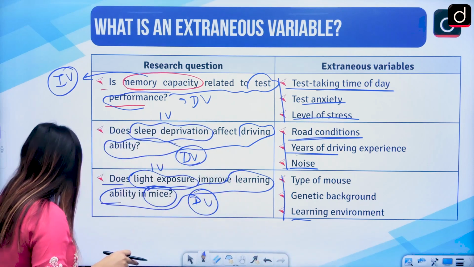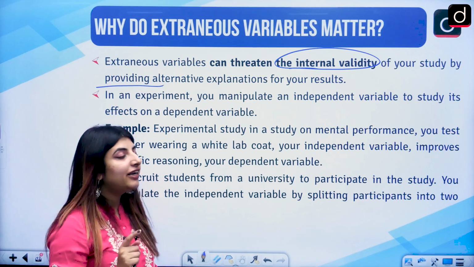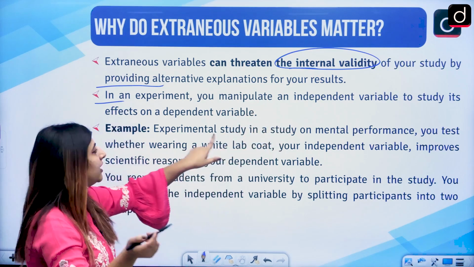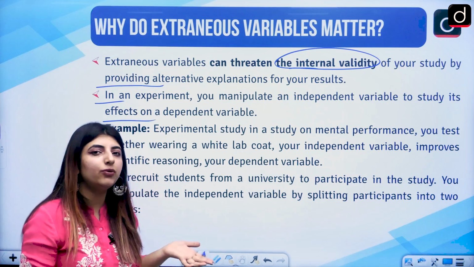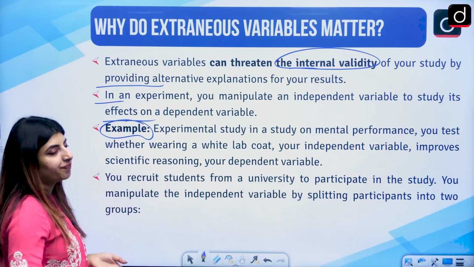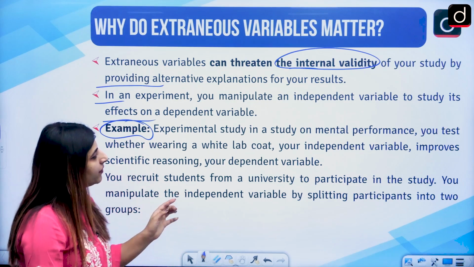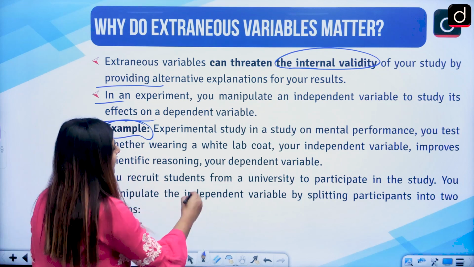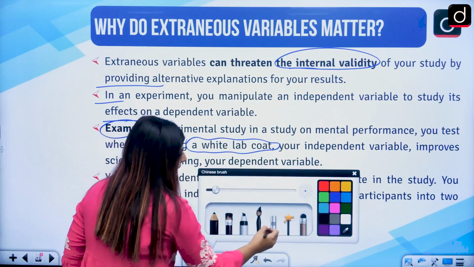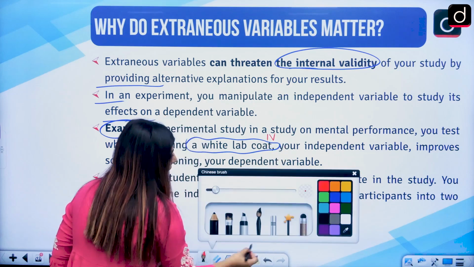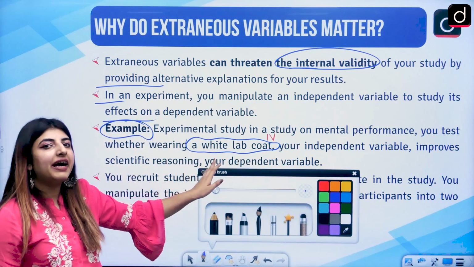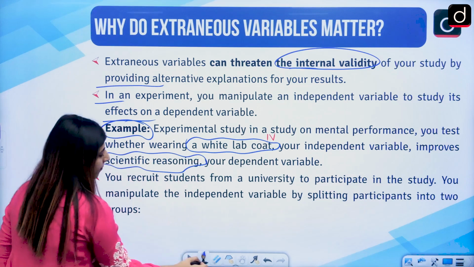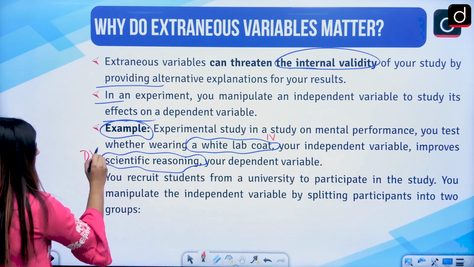So of course, it can threaten the internal validity that you had in your research. In an experiment, you manipulate an independent variable to study its effect on a dependent variable. This is what we usually do, right? Another example here could be of an experimental study on mental performance. You test whether wearing a white lab coat, which is the independent variable that you have, improves scientific reasoning. So scientific reasoning here would be the dependent variable again.